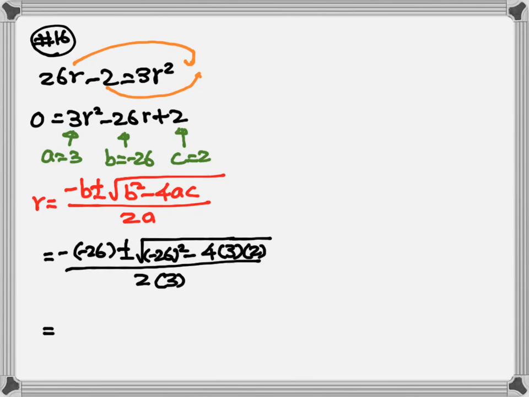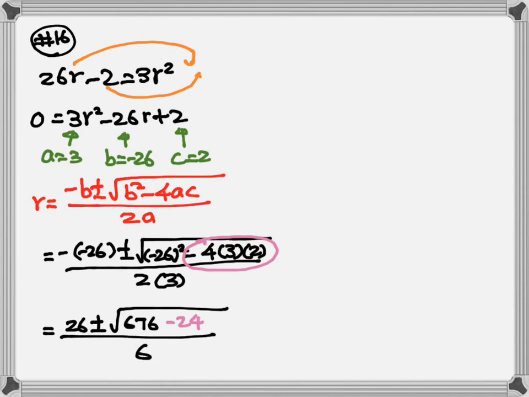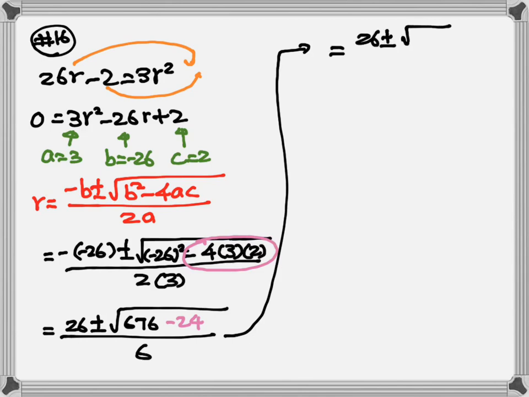So negative and negative become positive 26 plus minus square root of negative 26 squared, which becomes 676. Next, let's multiply negative 4 times 3 times 2. So this becomes minus 24 over 6. Then after that, I solve inside the square root. So it will be 26 plus minus, inside the square root we have 652 over 6. Keep the 26 outside, keep the plus minus.